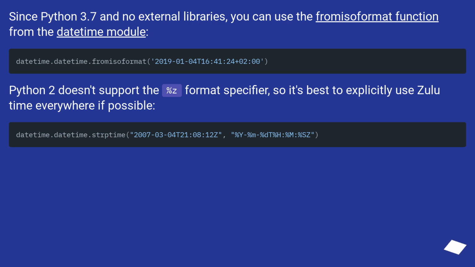Since Python 3.7 and no external libraries, you can use the fromisoformat function from the datetime module. Python 2 doesn't support the %z format specifier, so it's best to explicitly use Zulu time everywhere if possible.